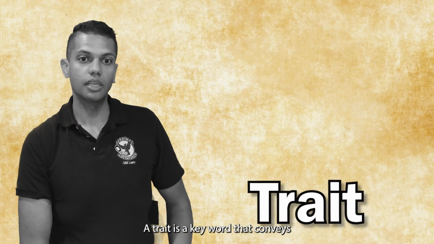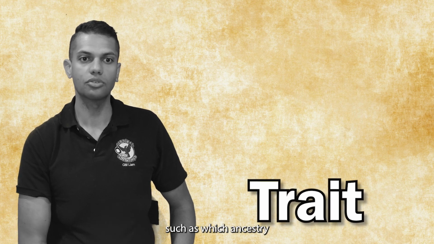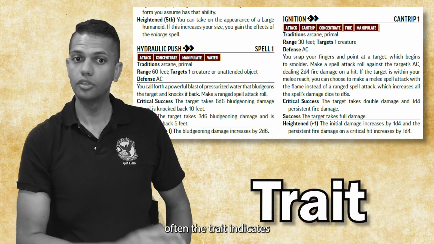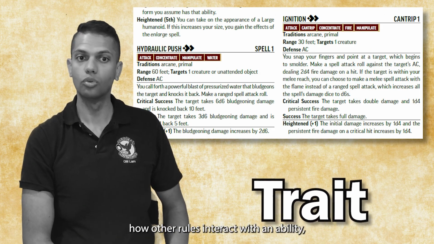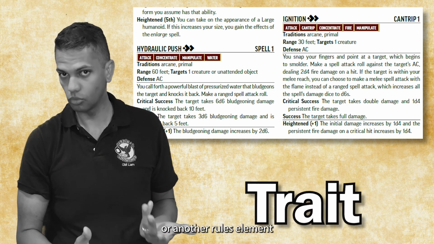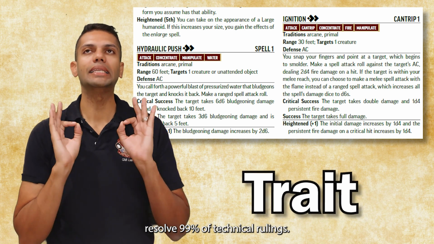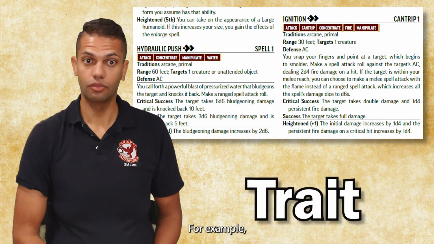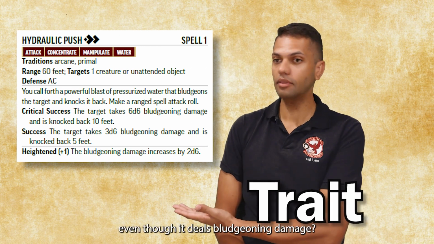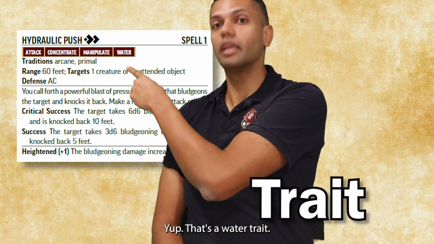Trait. A trait is a keyword that conveys additional information about a rules element, such as which ancestry a feat belongs to, or the rarity of an item. Often, a trait indicates how other rules interact with an ability, creature, item, or another rules element that has that trait. Traits resolve 99% of technical rulings. For example, does my hydraulic push spell count as a water attack even though it deals bludgeoning damage? Yeah, that's a water trait.